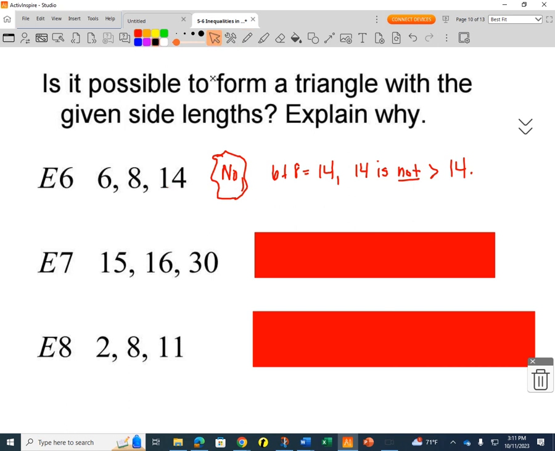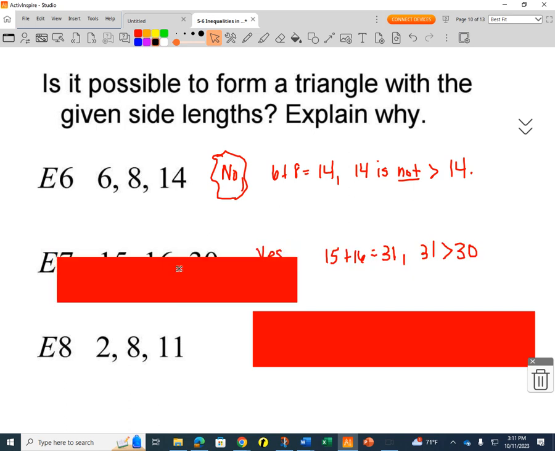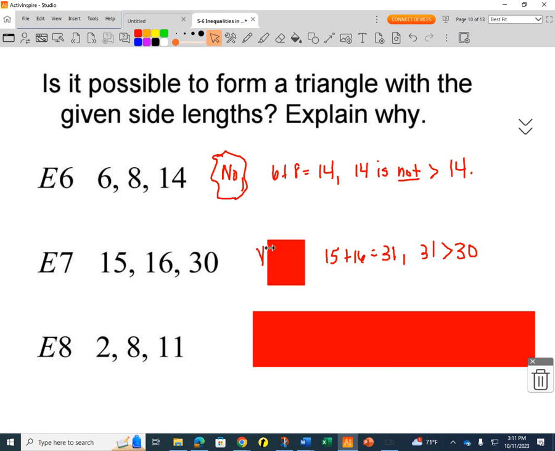15, 16, and 30. Well, let's start here. 15 and 16, the shortest sides. If you add those together, those equal 31. The longest side is 30. 31 is greater than 30. So, yes, you can create a triangle with those side lengths.